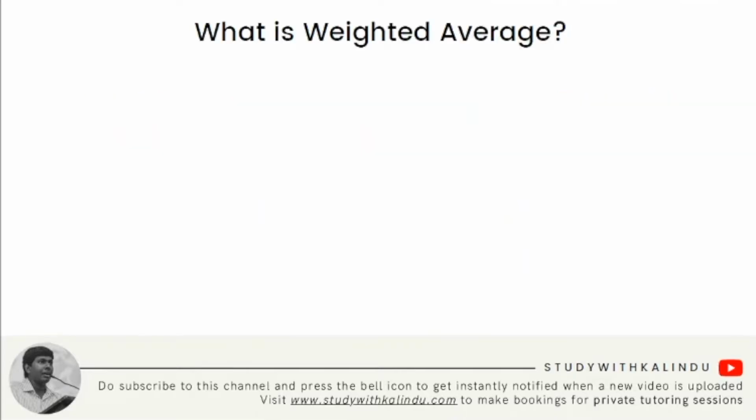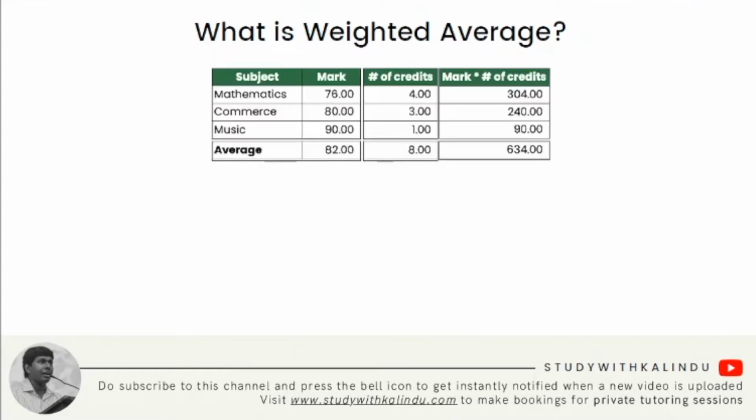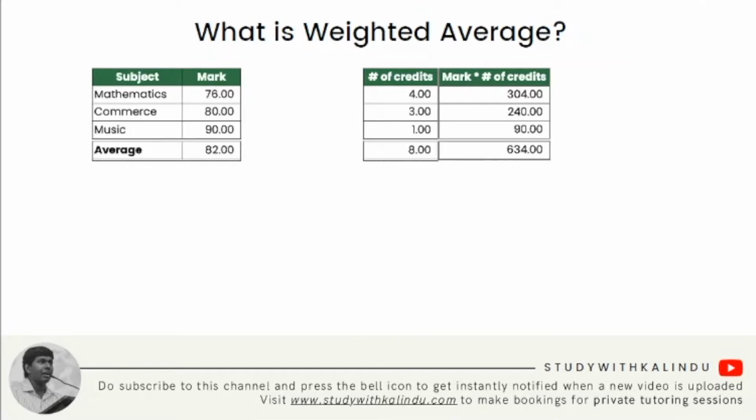Before understanding weighted average, we need to understand what simple average is. So let's take a look at a simple example of the simple average. Let's take a student who has faced 3 subjects, mathematics, commerce and music, in an exam, and out of 100 we've been given the marks that the student has obtained, 76, 80, 90. So the average is obtained by simply adding the 3 marks and dividing by the number of subjects. You add 76 to 80 to 90 and you divide by the number of subjects, which is 3, so you get the answer as 82.